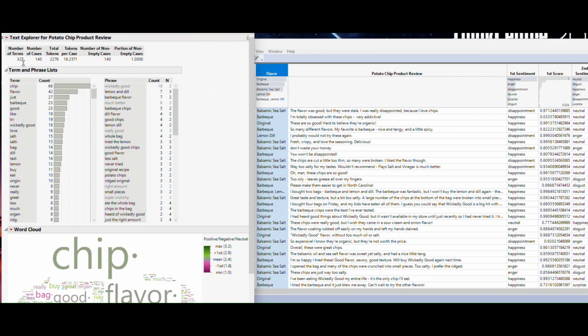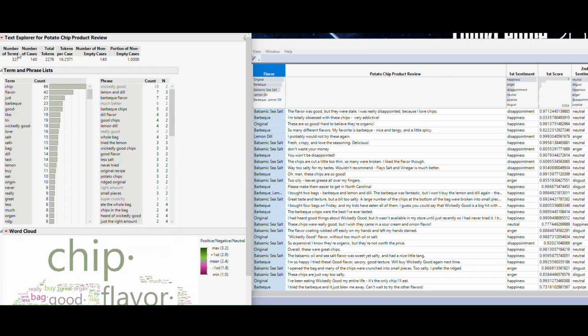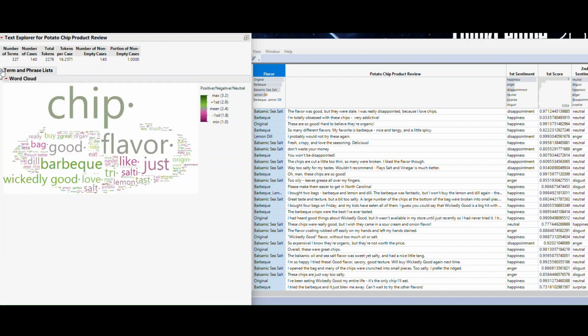Moving on to the terms and phrases list, we can see the summary across the top. Chip and flavor has the highest count for usage, with other terms below. We can fold this and examine the word cloud. The words are colored by their positive, neutral, and negative scores, red being bad. They are sized by how often they are used.